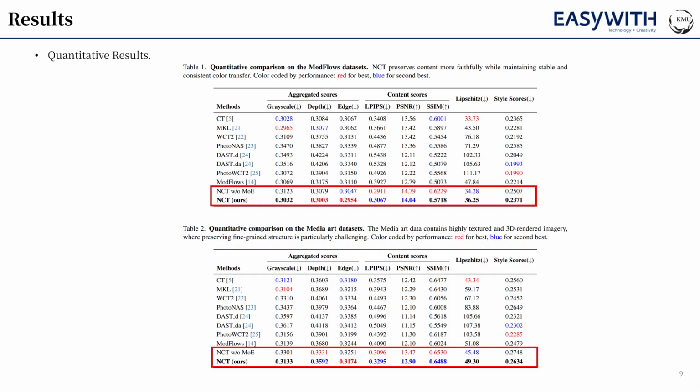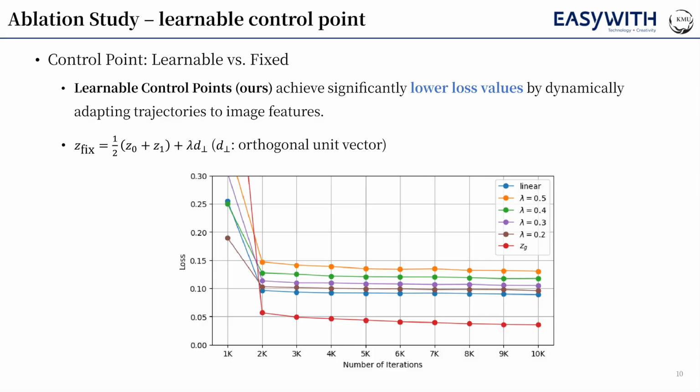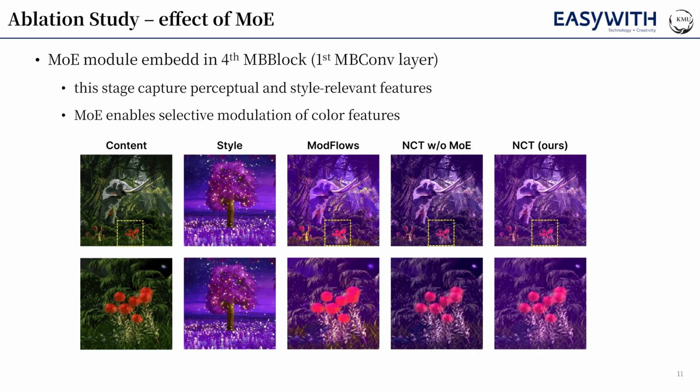highly artistic domains. When we used a fixed control point, the model was forced onto a rigid, predetermined trajectory, which resulted in high training loss and limited flexibility. In contrast, our approach utilizes a dynamically learnable control point. By allowing the network to adaptively position the control point based on the source and style images, it successfully minimizes optimization errors. As a result, these learnable control points achieve significantly lower loss values, ensuring a much more precise and high-fidelity color transport. We also conducted an analysis of mixture of experts modules.